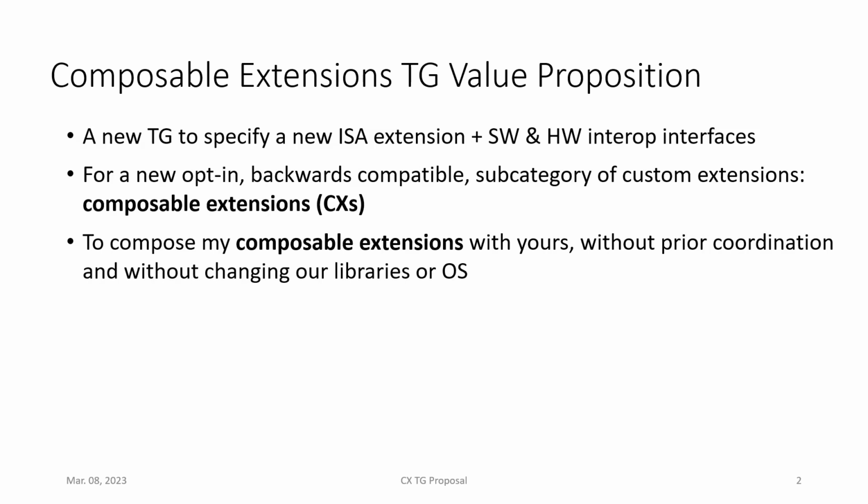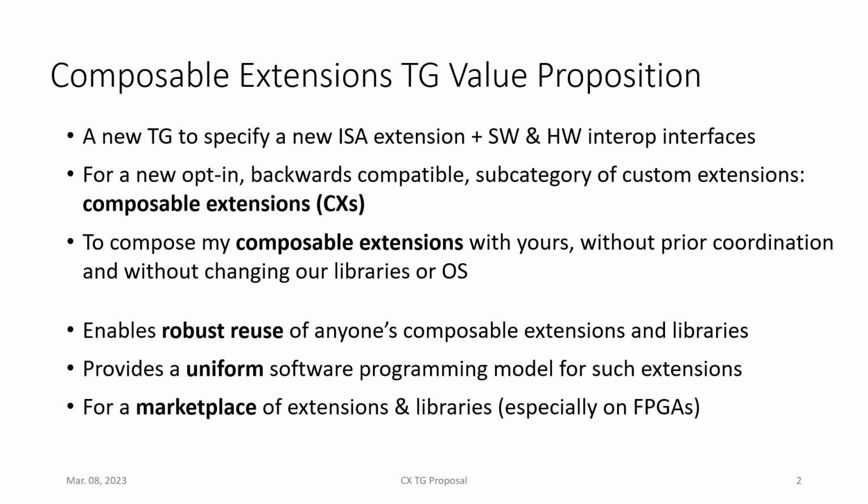So we propose a new task group to specify a new ISA extension plus uniform software and hardware interoperation interfaces, enabling a new, entirely optional, backwards compatible, managed subcategory of custom extensions that we call composable extensions that make it easy and routine to compose my composable extensions with yours and with others without prior coordination and without recompiling our libraries or our operating system.